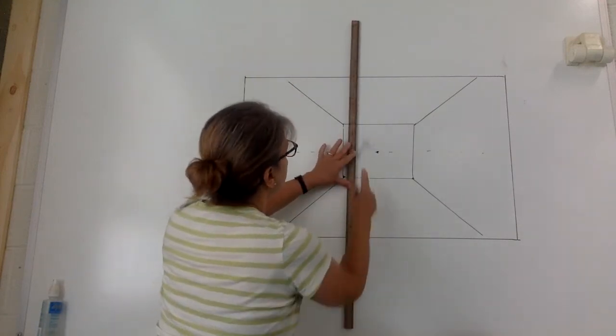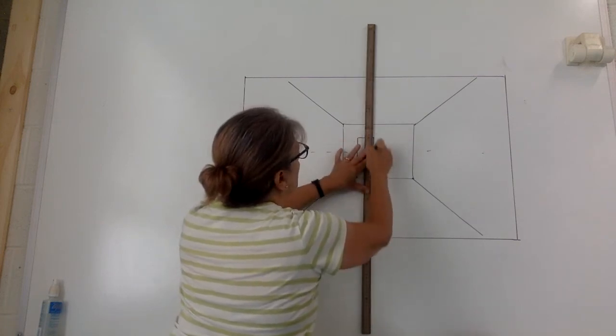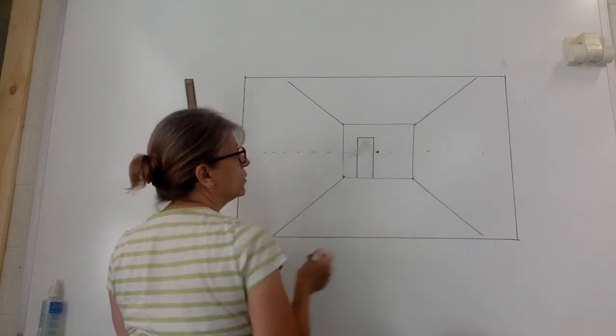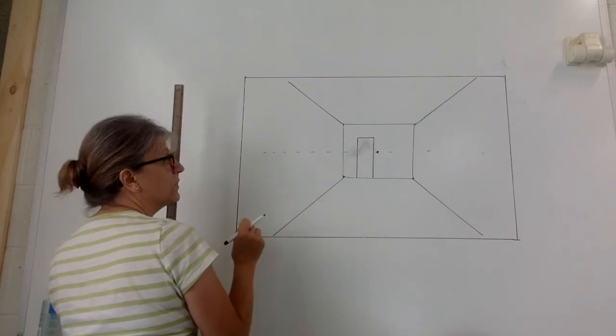So if I'm just going to put a simple door there, I'm simply going to put a door there. Okay, looking straight. I could put a window there. I could put a circular window. That wall is easy to put things on. The side walls are a little more difficult.